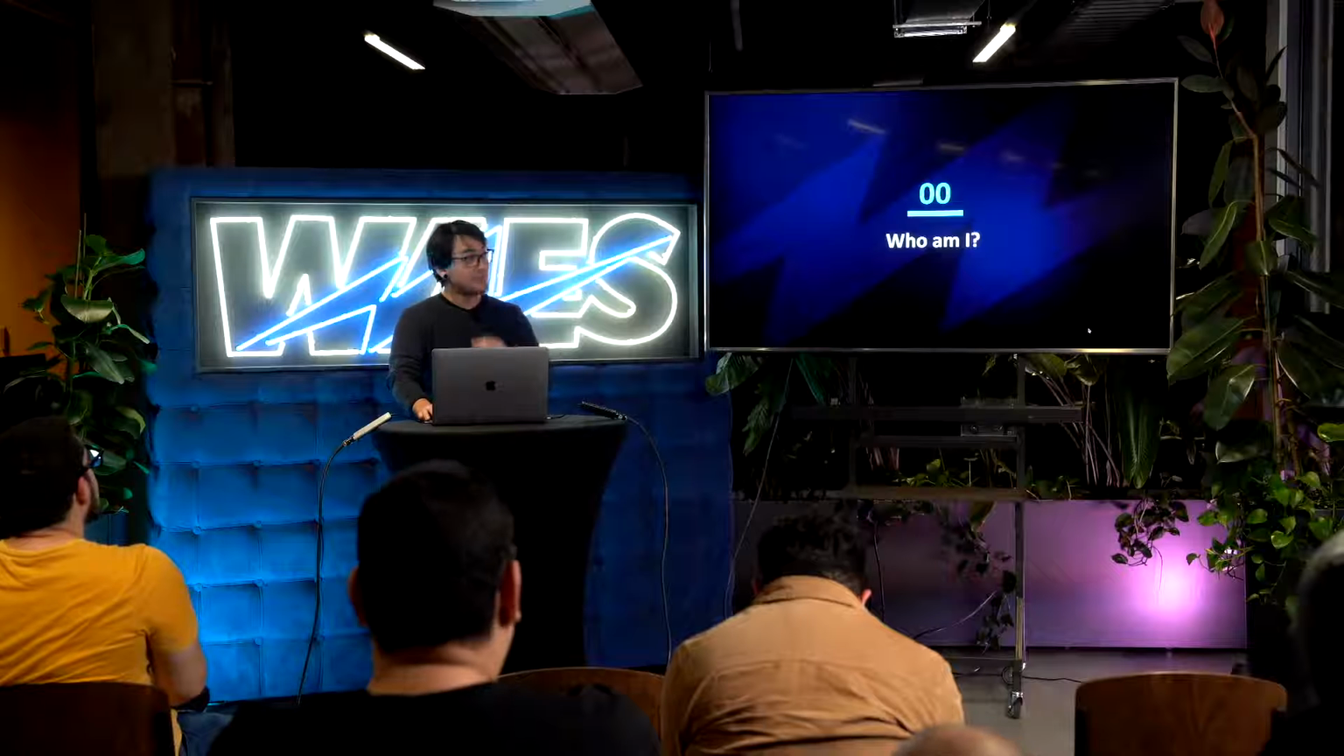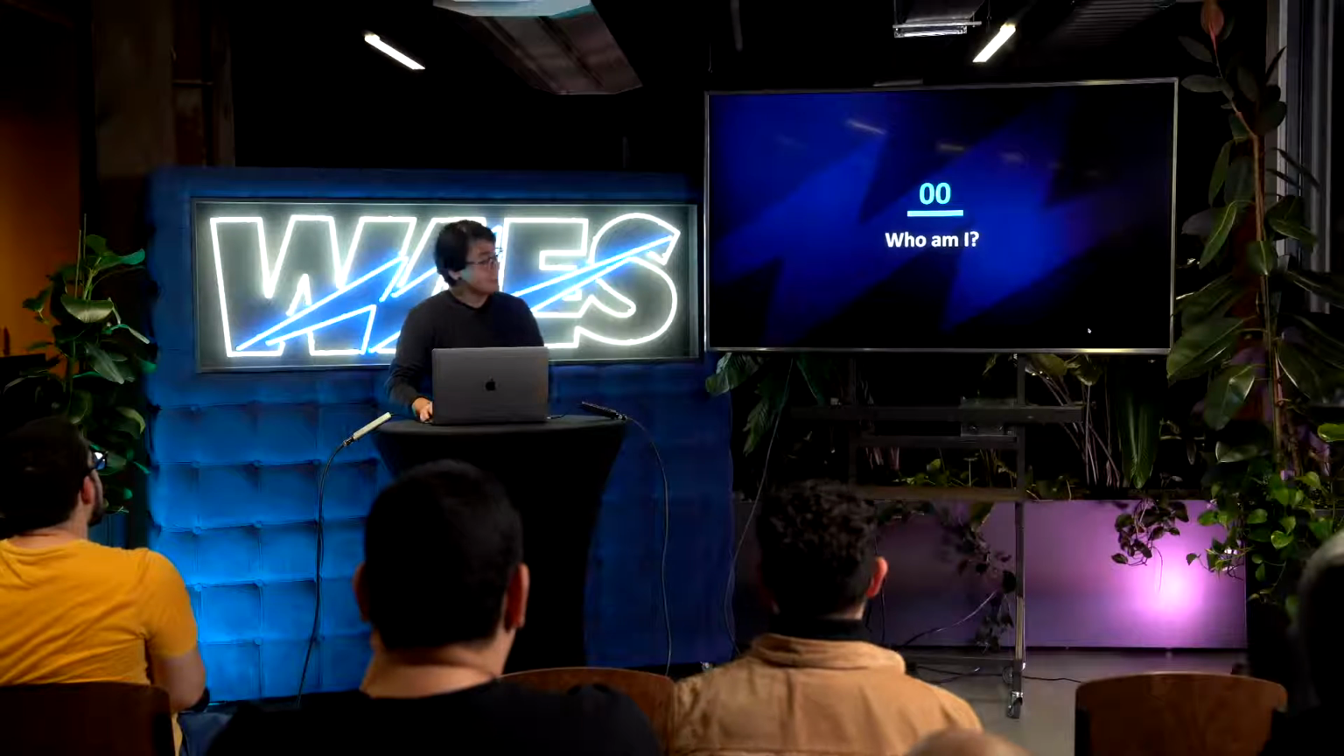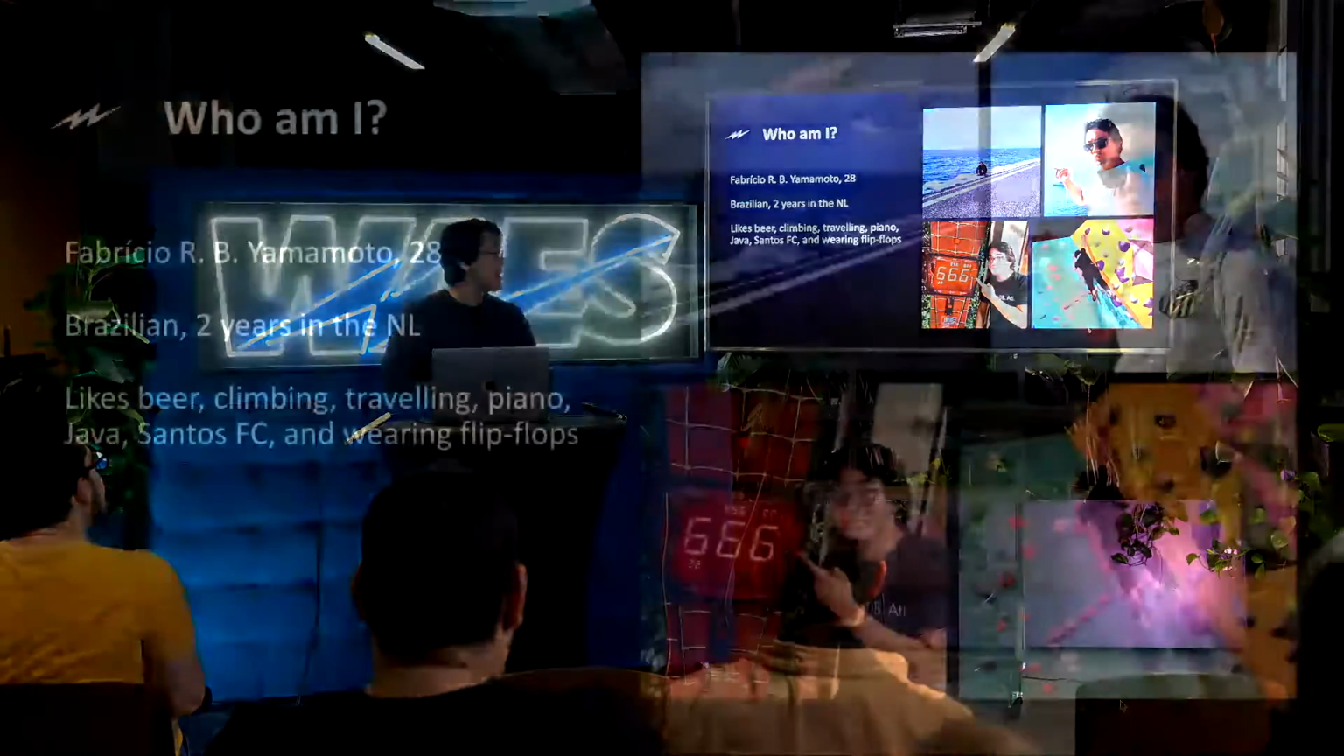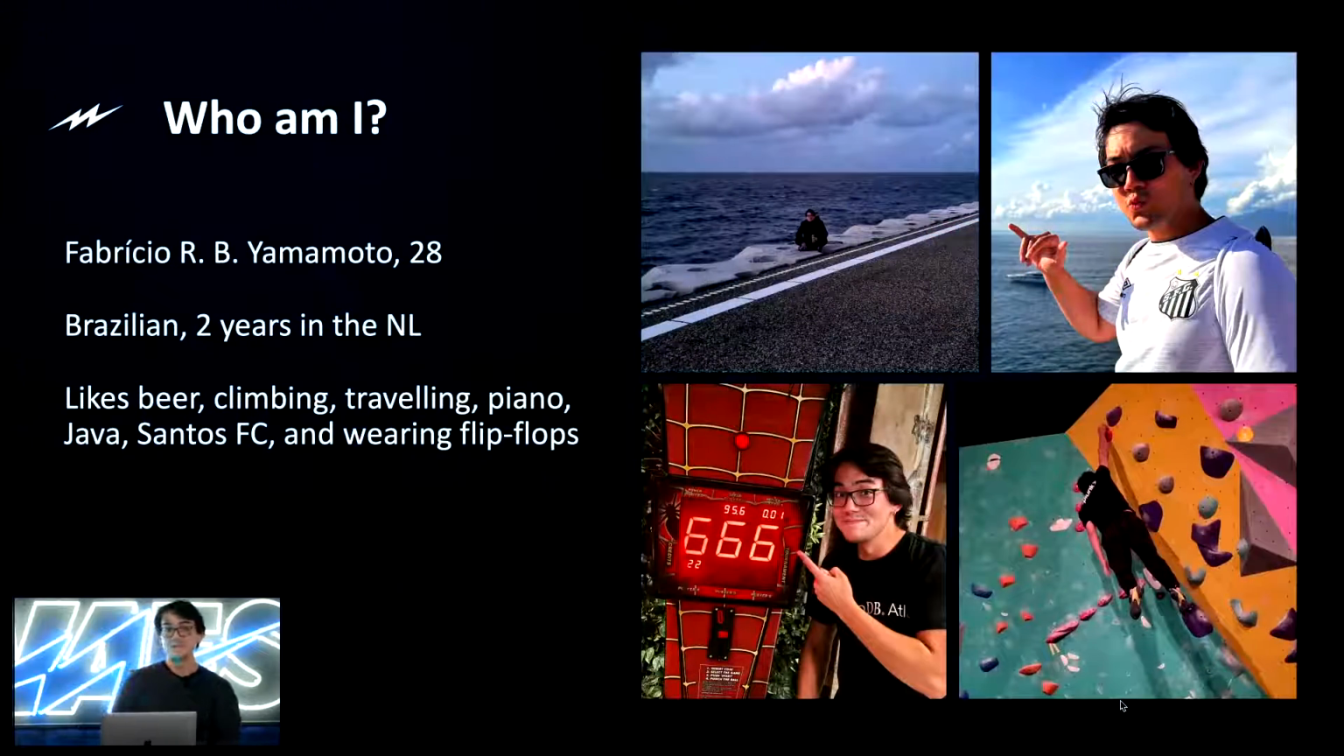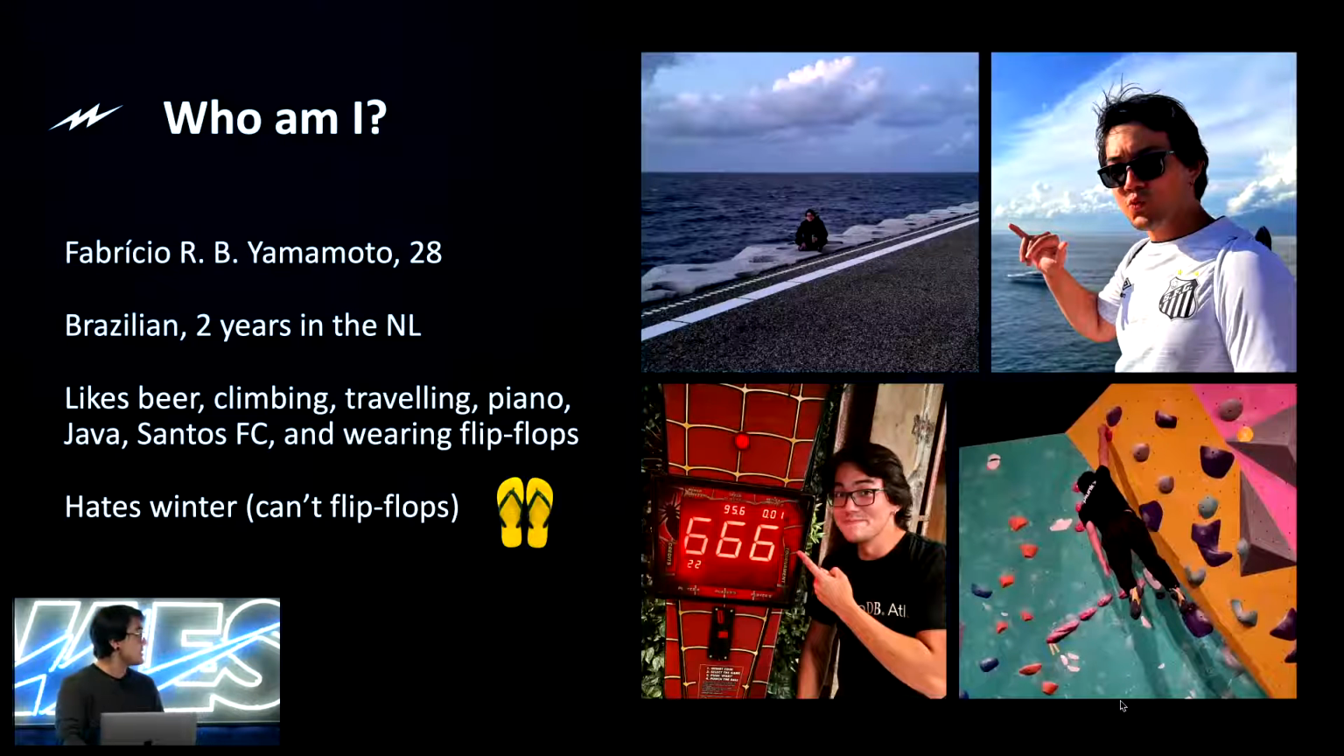First of all, I want to introduce myself. So, my name is Fabricio Yamamoto. I am 28 years old. I'm Brazilian. I live here in the Netherlands for 2 years already. And some of my hobbies are drinking beer, climbing, traveling, playing the piano sometimes. I also really like Java, and I'm still a huge supporter of my football club, regardless of the news you had today. And I also really like wearing flip-flops, which leads us to the next item, which is I don't like winter because I cannot wear my flip-flops. And yes, I've tried.